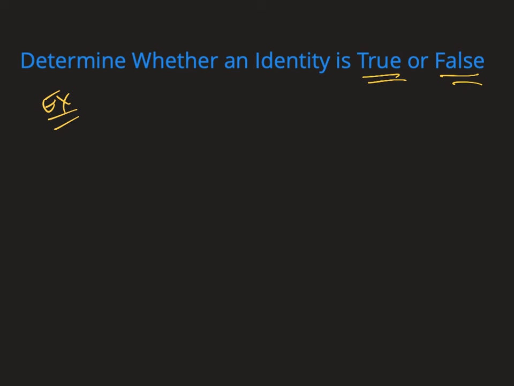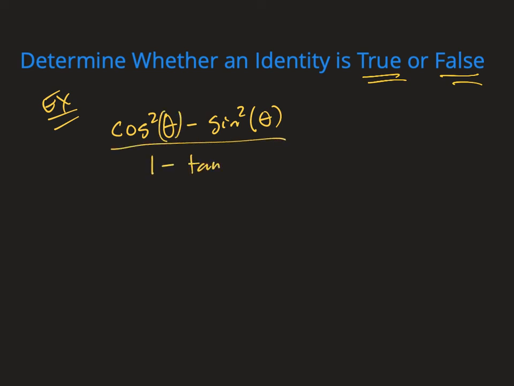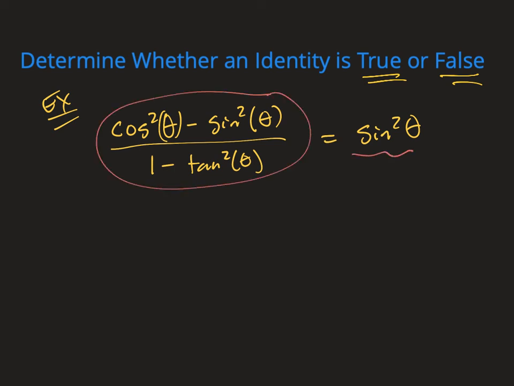Let's say we have cosine squared of theta minus sine squared of theta, over 1 minus tangent squared of theta. The question is, does that equal sine squared of theta? So we're trying to show, or trying to disprove, that this left side equals the right side.